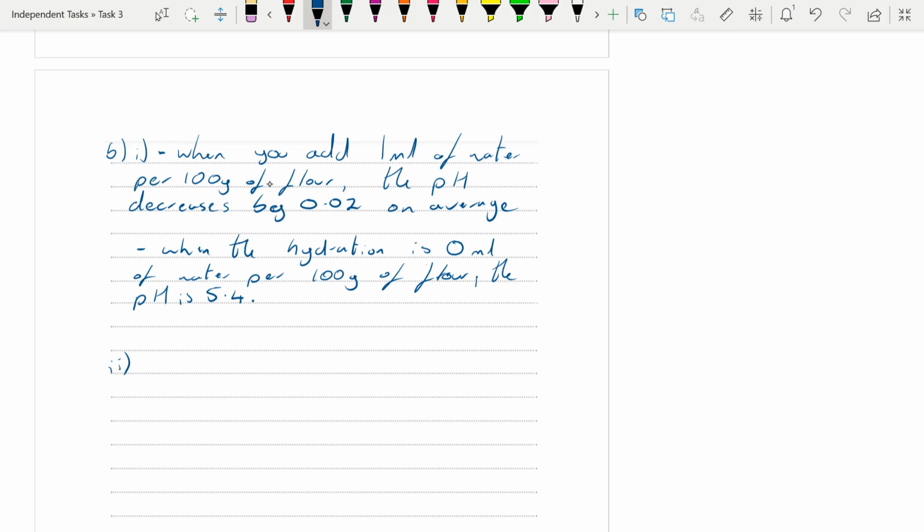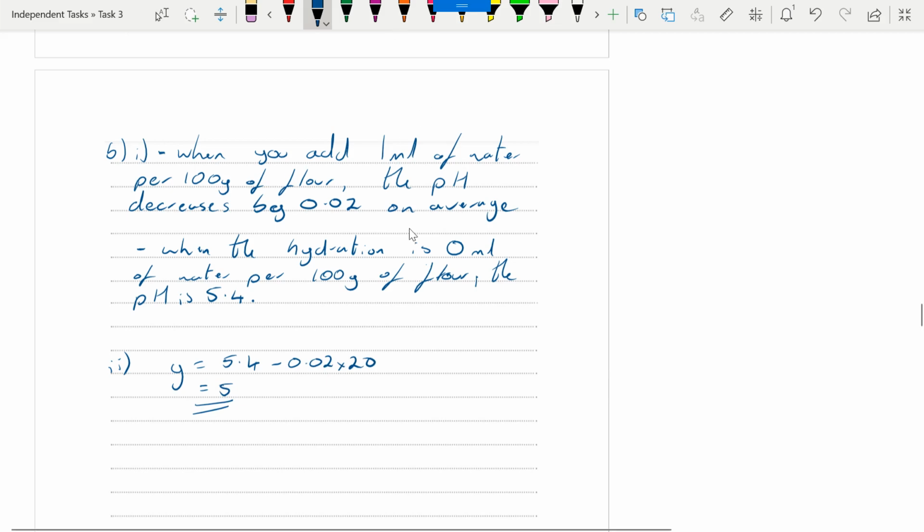Now, part 2. It says estimate the pH of the sourdough when the hydration is 20 milliliters per 100 grams. Comment on the reliability of this estimate. So I've got y equals 5.4 minus 0.02 times 20, which gives me 5. Okay, so that's my answer. That's what my pH would be.